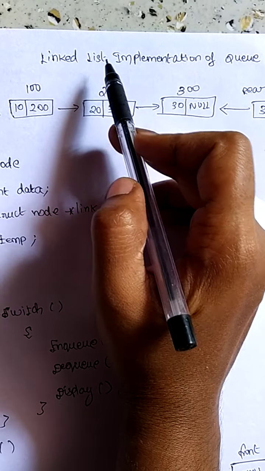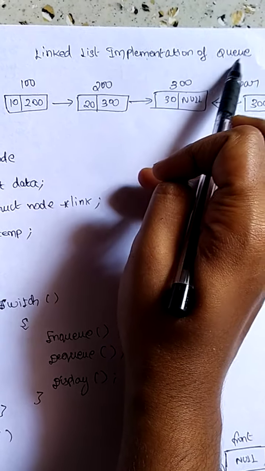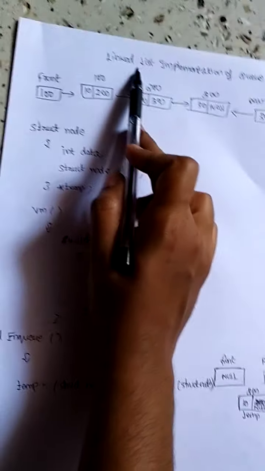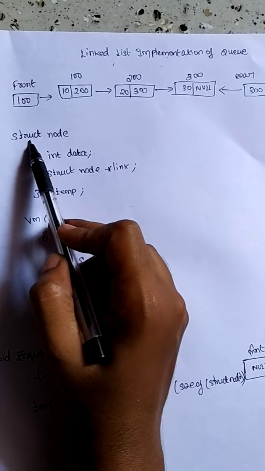In this video, we are going to see about linked list implementation of queue. It's a dynamic implementation since we are using the linked list. Now, I'm going to implement this using a structure.